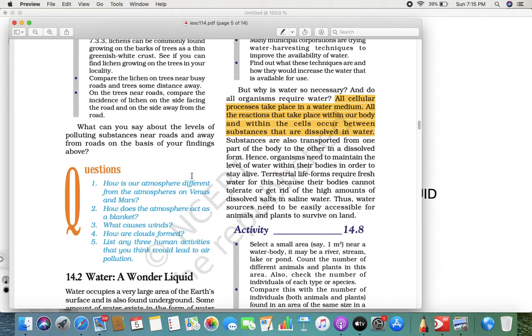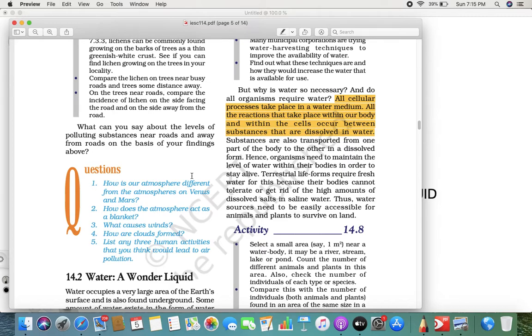But why is water so necessary? As we have already discussed, in our body, whether it is a human being or animals, they have cellular processes. So, we have a lot of cells in our body, right? We already saw that chapter. So, those cells require a water medium for their processes, right? Timely, we all know we will become thirsty, we want to drink more water. So all the reactions that take place within our body, within our cells, require water as they get dissolved in water.